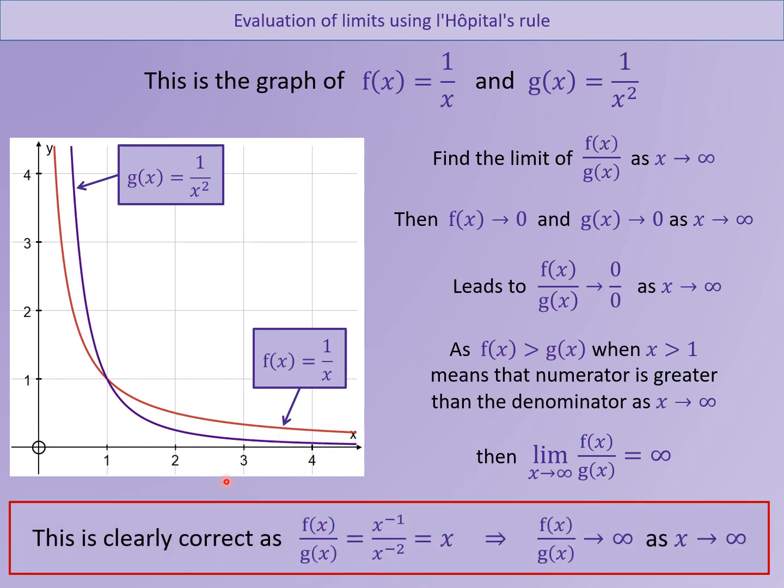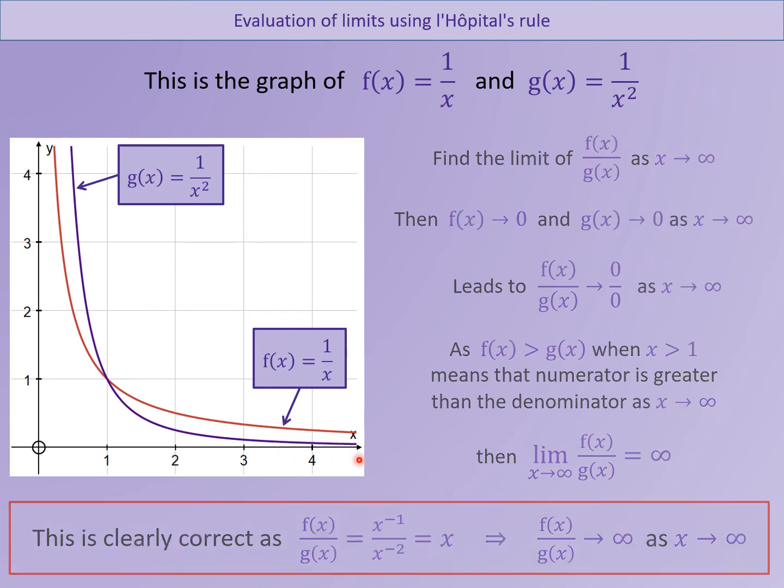Now, if you actually did the algebra, then going back to the start, f of x divided by g of x is x. And clearly that makes sense. As x tends towards infinity, this function x is going to tend towards infinity, so that's blatantly obvious. But it's interesting to make sure you can see it by looking at the functions.